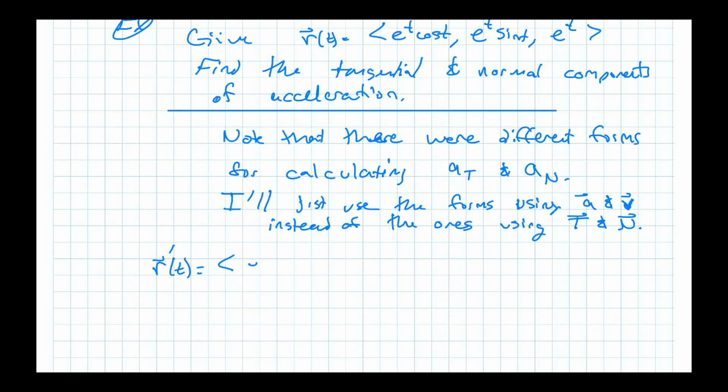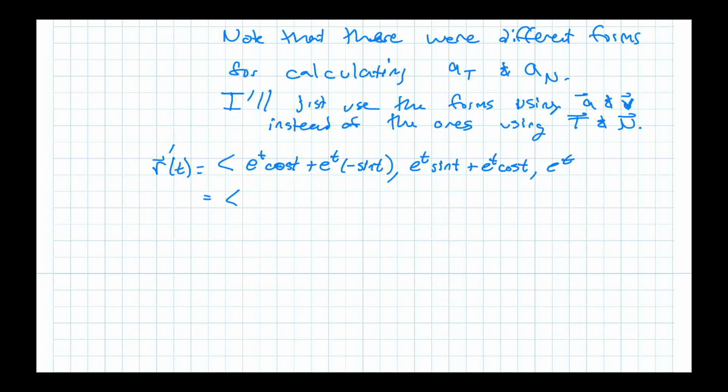So e to the t, f prime g plus f g prime. So there's my product rule for the first one. Then for the second one, f prime g plus f g prime. That's the product rule for the second one. And for my third function, the derivative of e to the t is just e to the t. So let's write this out. This is e to the t cosine t minus e to the t sine t, e to the t sine t plus e to the t cos t, e to the t. All right. So that's r prime, which is also v of t.